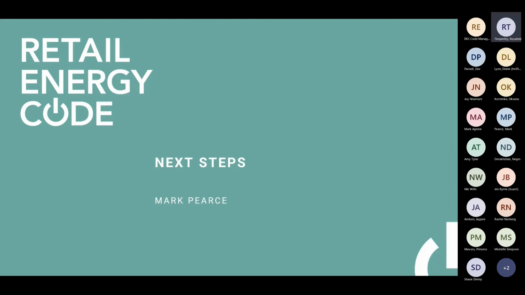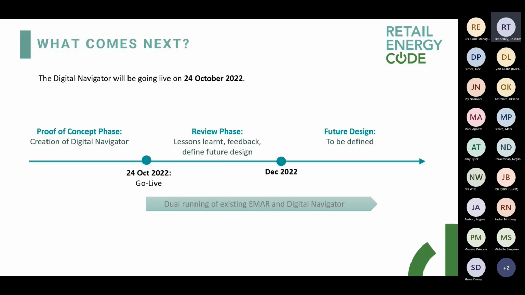So we did have a next slide, which is basically a visual of what you spoke about. So we're going to go live on the 24th of October, then seek further feedback at that point, review it and come up with a future design plan by around December. And what that future design will look like will be led by that feedback, and there'll be dual running of the existing IBM Jazz tool within EMAR and the Digital Navigator itself.